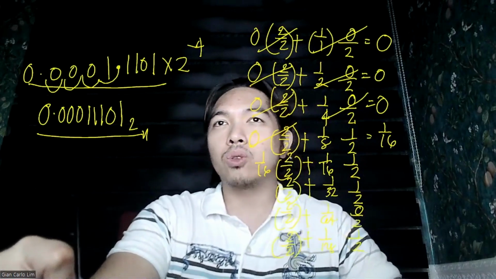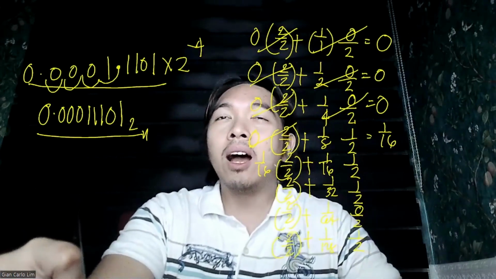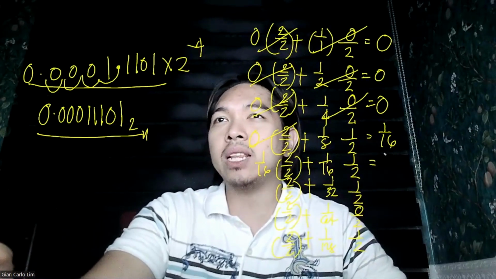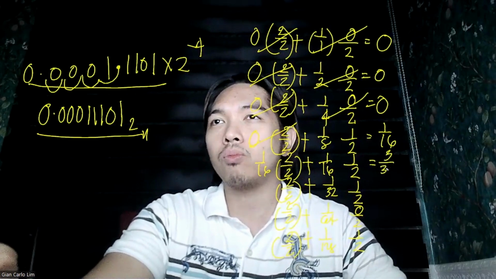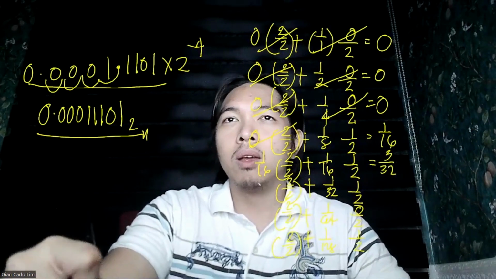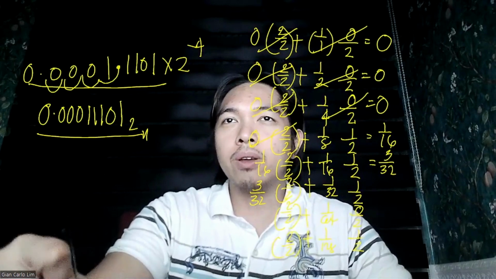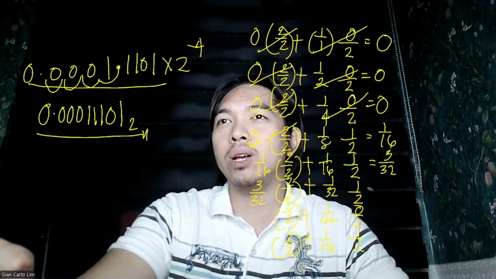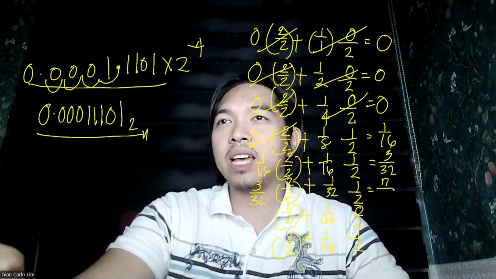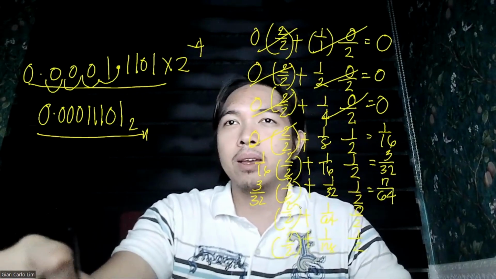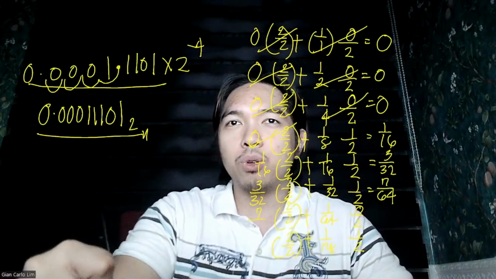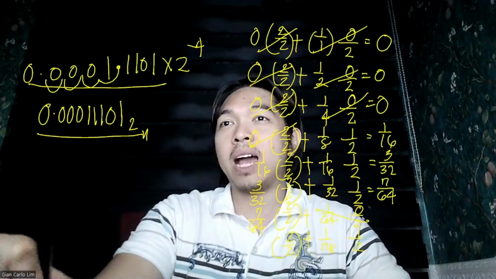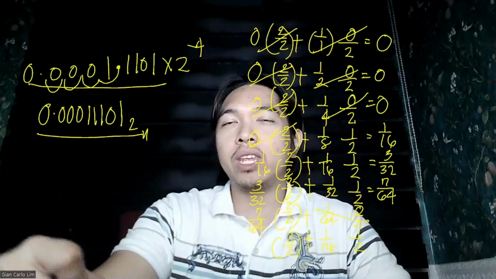1/16 times 2. So, 2 over 16 plus 1 over 32. So, that is 3 over 32. Then you put 3 over 32 here. So 3 times 2 is 6. 6 over 64 plus 1 over 64. So that is 7 over 64. So 7 over 64, put it here. 1 over 64 and 0 over 2. So magiging 0. Ito makakancel out. So that would be 14 over 128.